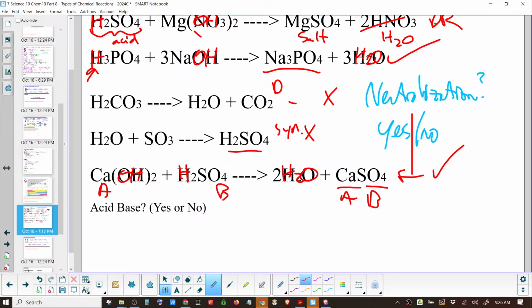There's one last type of reaction. It is my favorite type of reaction. I need a data booklet for this type of reaction. And this reaction is my favorite because it comes with song.